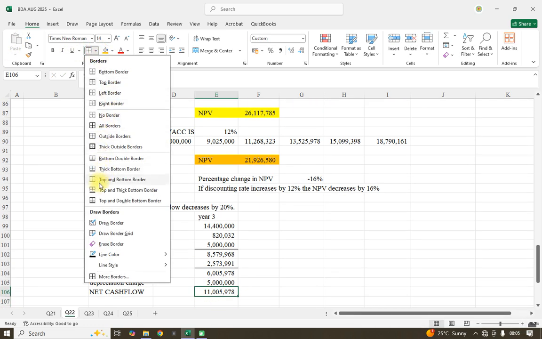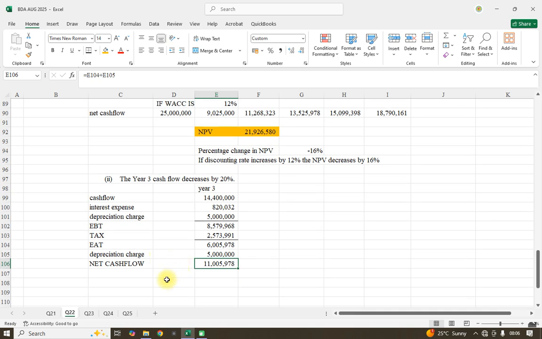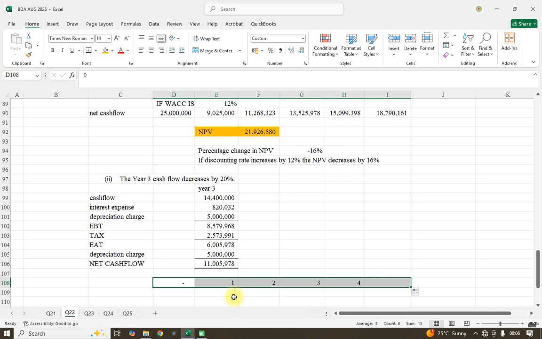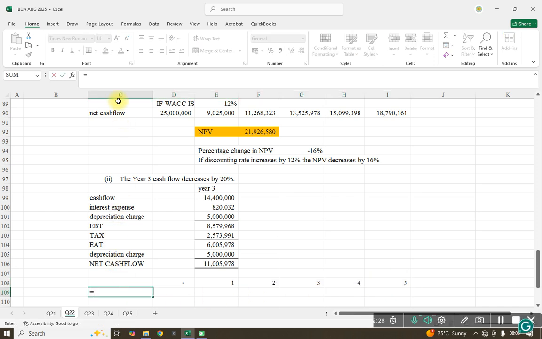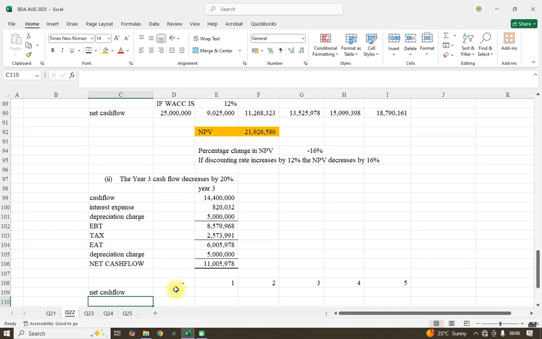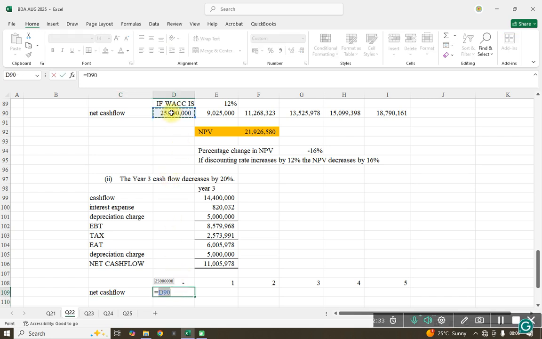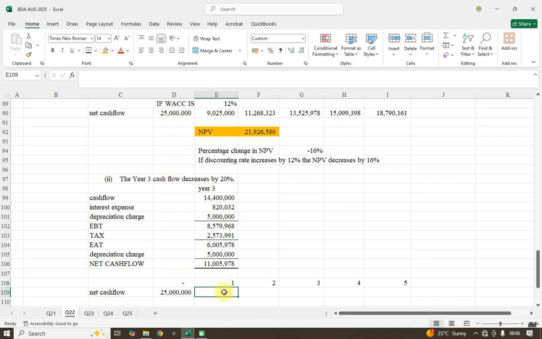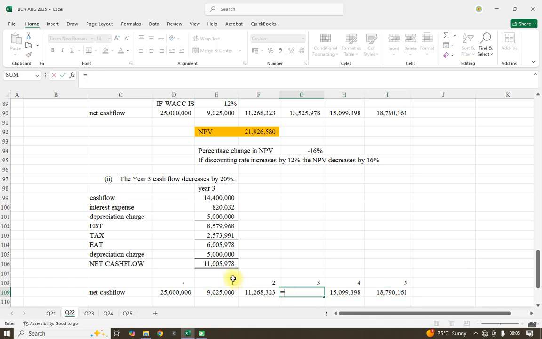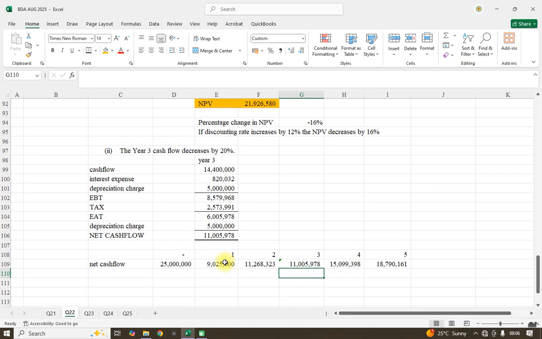It becomes 11. So the cash flow now for the other years, from year 0, 1 up to 5. So our net cash flow here still is 25. So you'll just fix what we had for the other years, but here now we shall change year 3. It becomes 11.